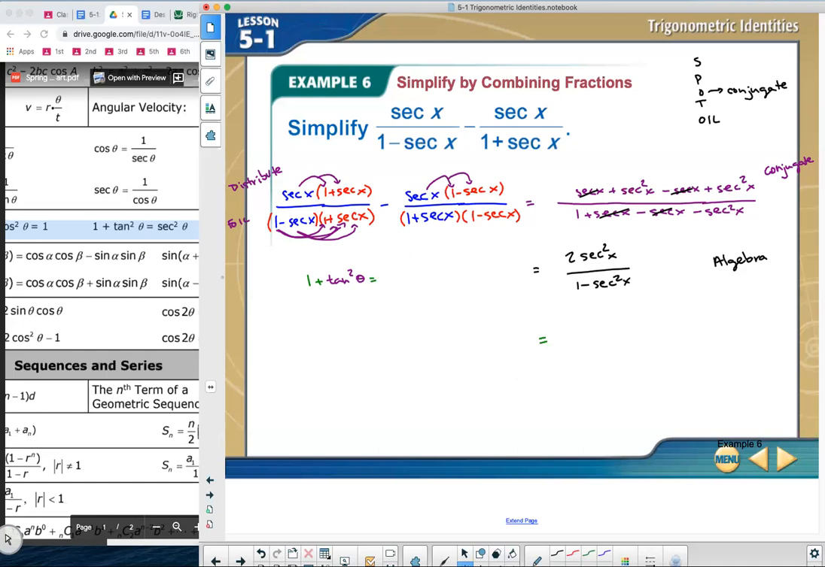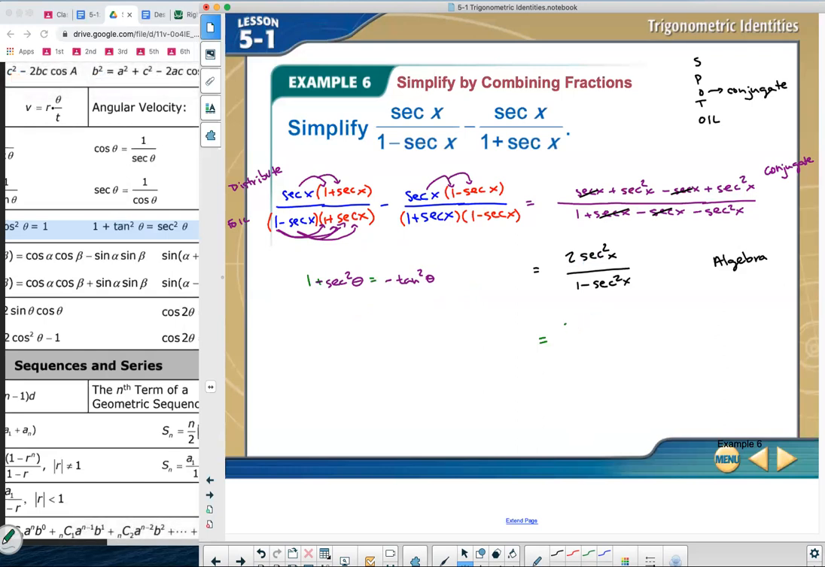equals secant squared theta. Here's what I was saying for the formula chart. If I want to move the secant over here, I got to subtract it, and so it becomes a negative. But I want the tangent gone, so the way it moves, it also becomes negative. And so now I can see that I have 1 minus secant squared is equal to negative tangent squared. So that's the little algebra I did from this formula right there.